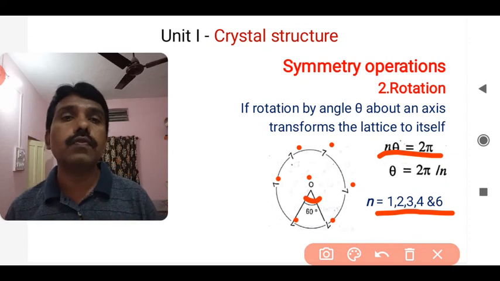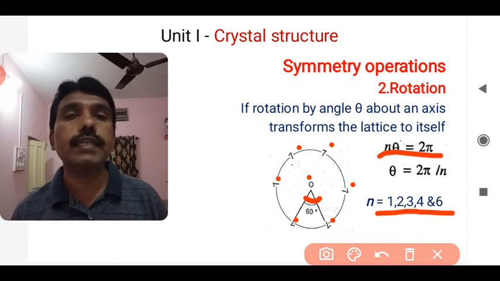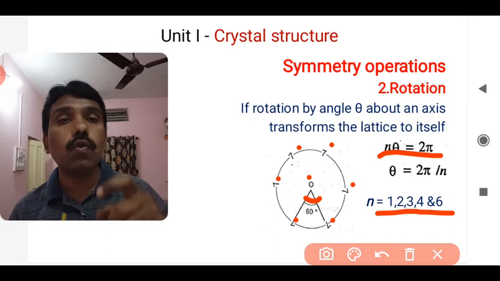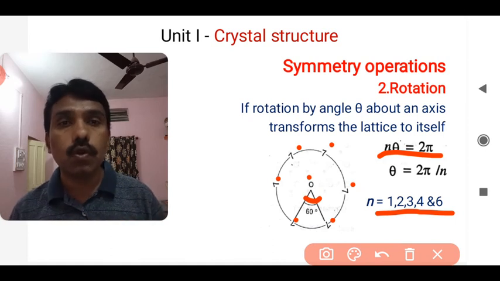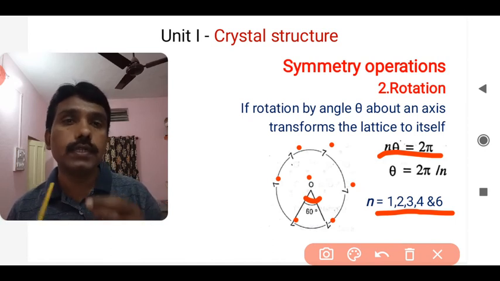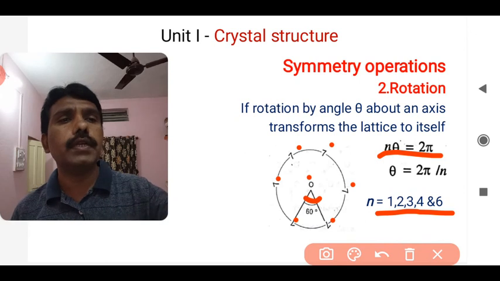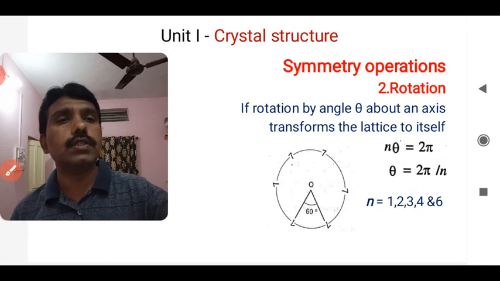Why does n not take the value 5, or why are these 5-fold operations not possible? To understand this in detail, we have to look a little more closely at how exactly this rotation works.